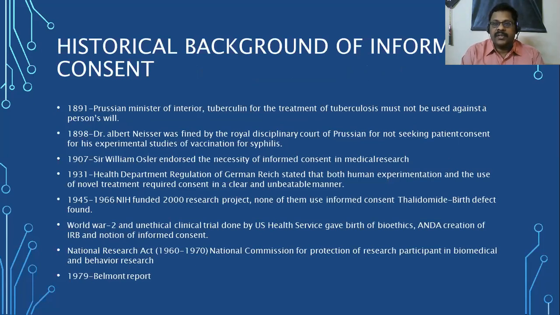We see once again a short historical background of the informed consent process. It started in the year 1891: tuberculin for the treatment of tuberculosis must not be used against a person's will. Like that, a decision was taken. In 1898, Albert Neisser was fined by the Royal Disciplinary Court of Prussia for not seeking patients' consent for his experimental studies of vaccination for syphilis.